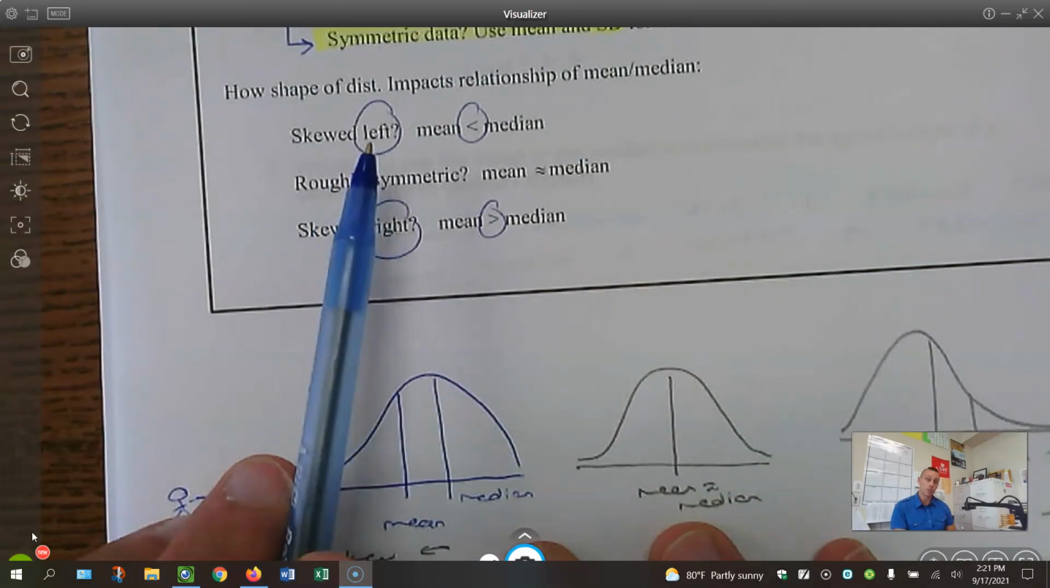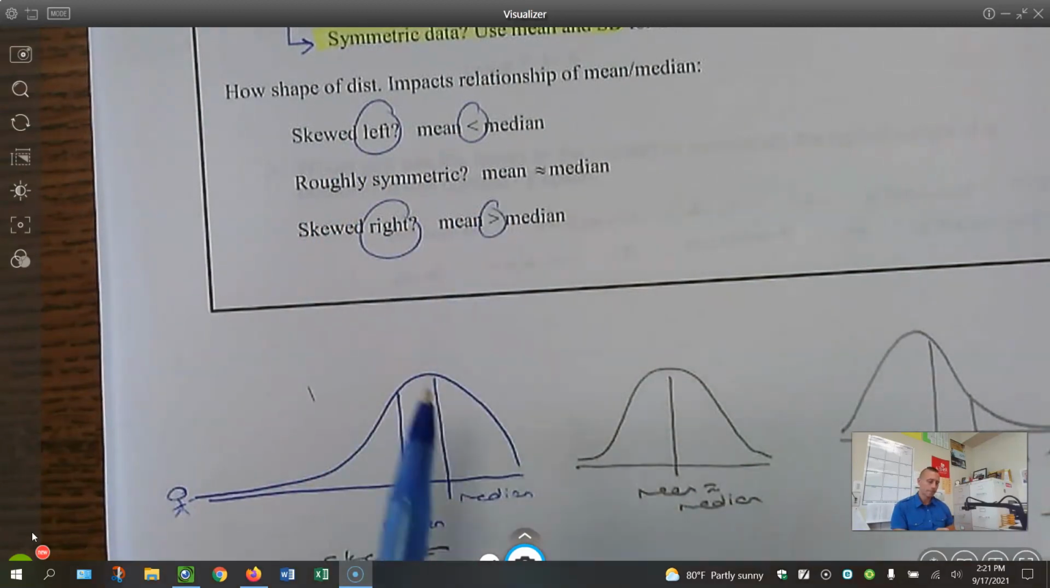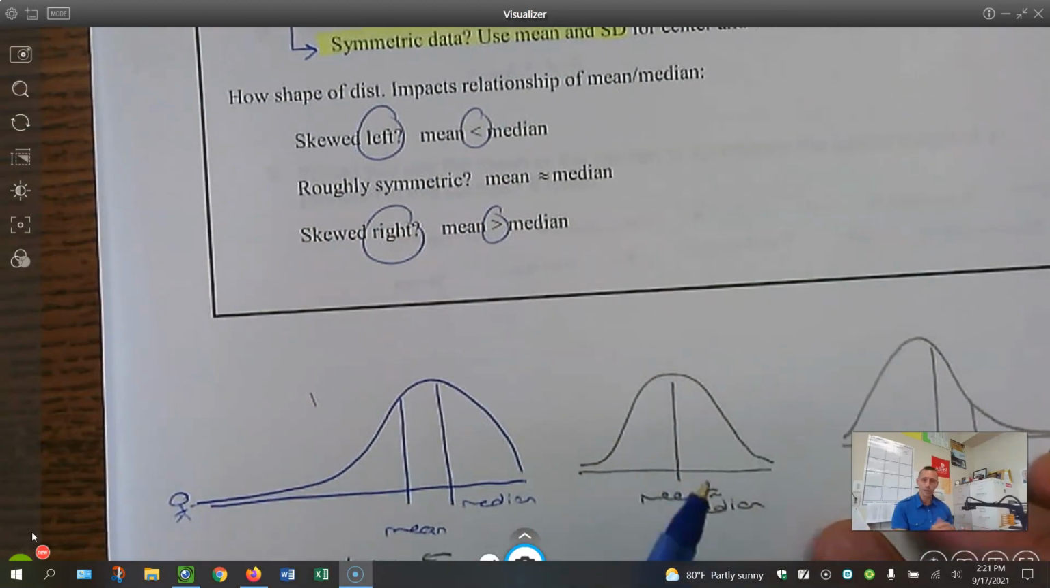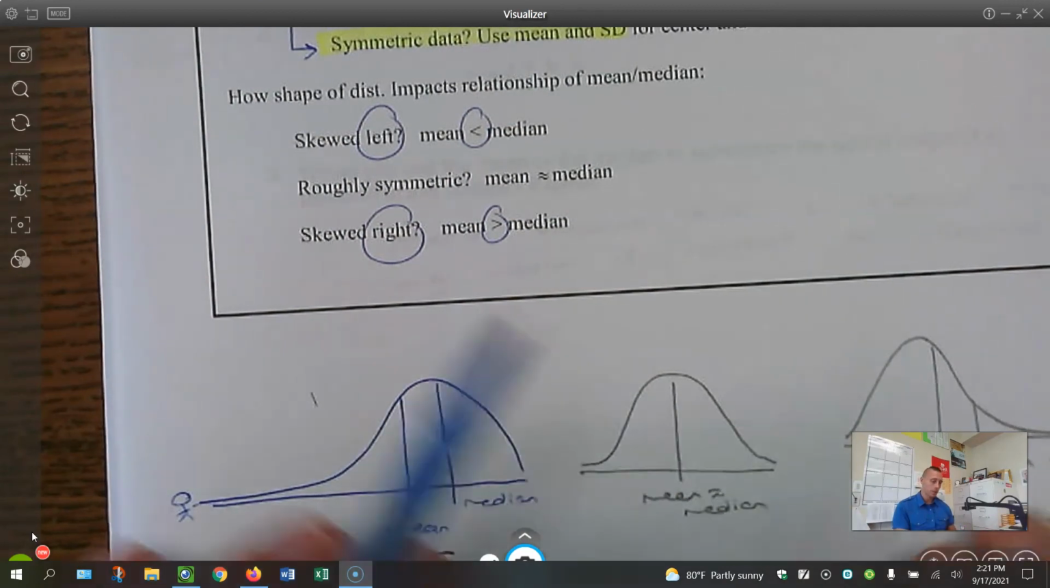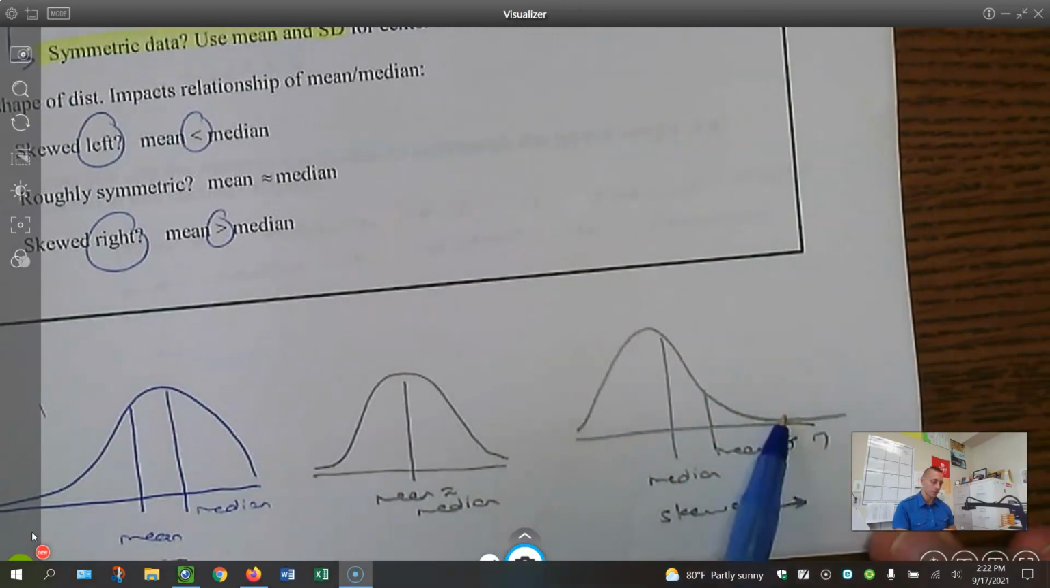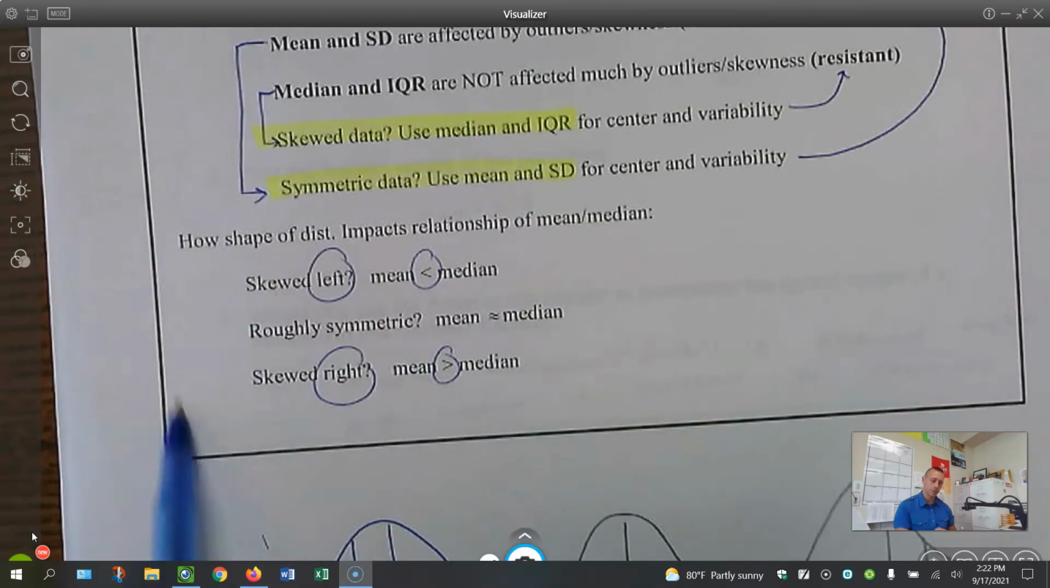So if the distribution is skewed left, the mean is less than the median. If the distribution is roughly symmetric, the mean and the median are about the same. And if the distribution is skewed right, now this person is pulling to the right, or those upper values are going to pull the mean up because it's not resistant. So that's what this is showing here.